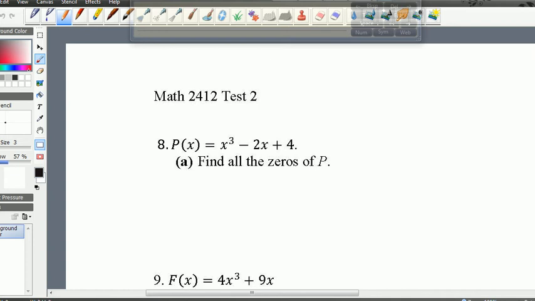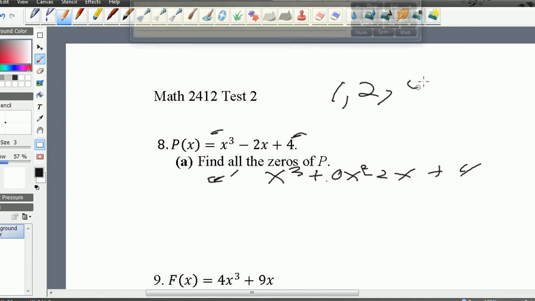Okay, this says find all the zeros of p, right? So it's a cubic. You have to have full representation. x cubed plus 0x squared minus 2x plus 4. Since this is a 4 and this is a 1, I know my possibles are 1, 2, and 4, plus or minus.